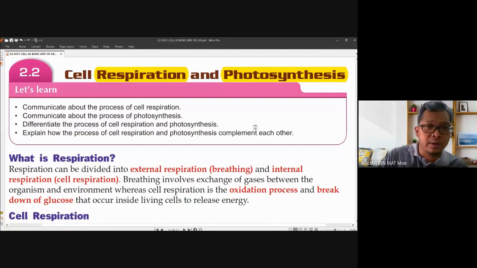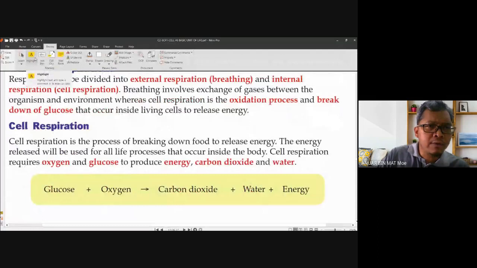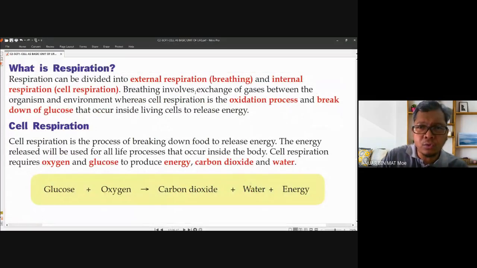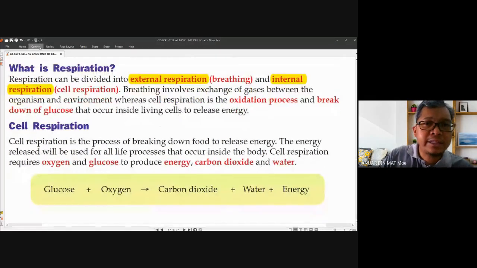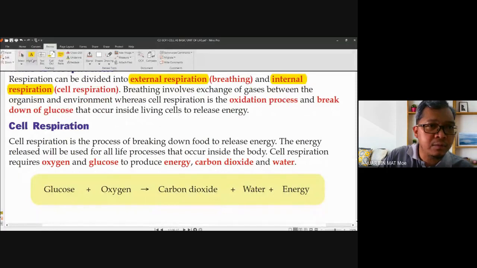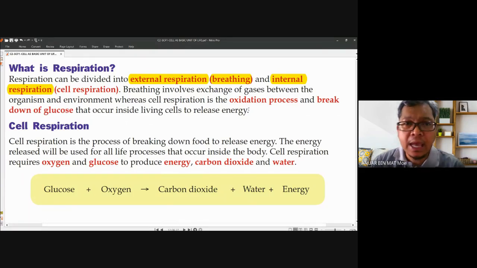So number one, what is respiration? Respiration we can divide into two: number one is external respiration, and number two is internal respiration. What is external respiration? Very easy for you to remember. External respiration involves the process of breathing, pernafasan. We also call it respiration, external respiration.